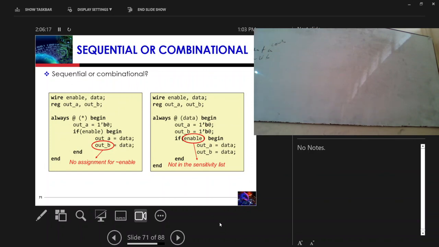So here, let's look at it. If data has changed, what happens? Out A will first be assigned 0, out B will be assigned 0. Then we go to the always block. And then if enable is high, out A will be assigned, and out B will also be assigned the value. Now, what if enable is low? You keep the previous values.